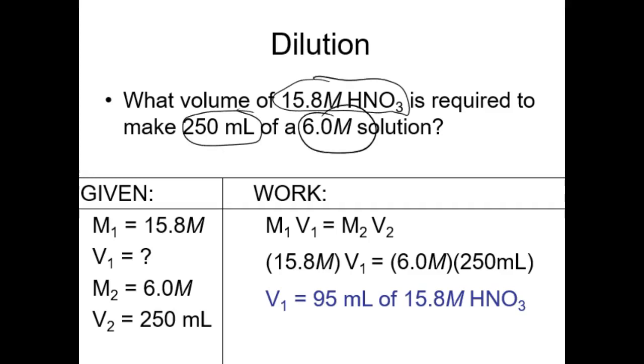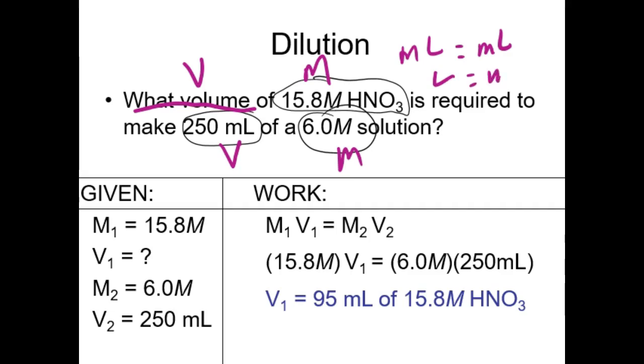Okay. And then you would start labeling and underline what you're looking for. What volume? So we're looking for a volume. This is a molarity. This is a volume. And this is a molarity. Big M, milliliters. In a dilution problem, you can have milliliters, but it has to equal milliliters. If you have liters and milliliters, you have to convert. If you have liters and liters, you can do this, so it can either be milliliters equals milliliters, or it can be liters equal liters.